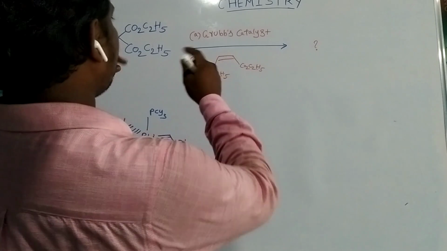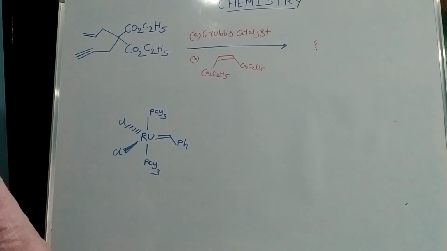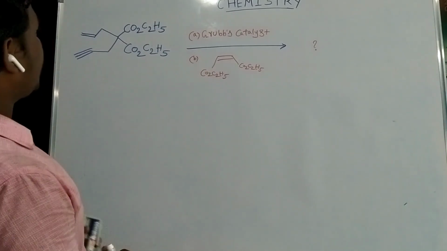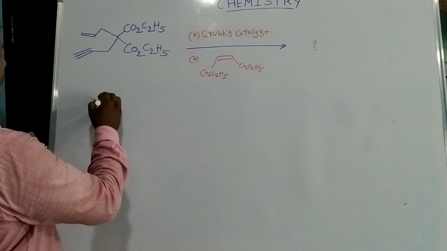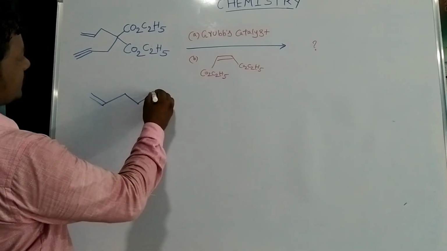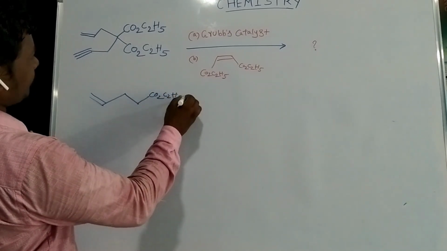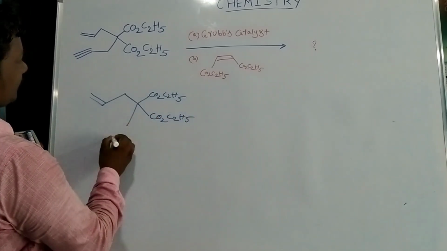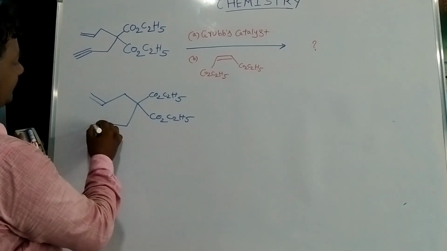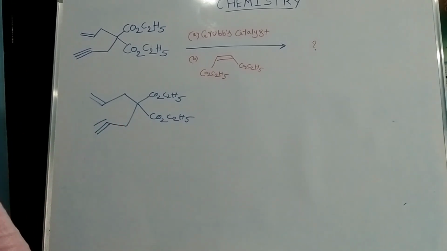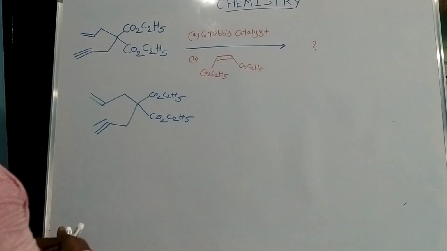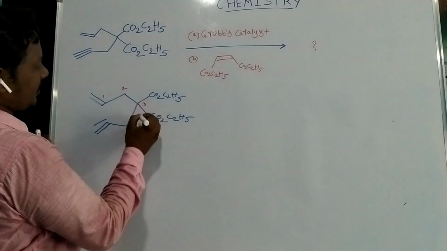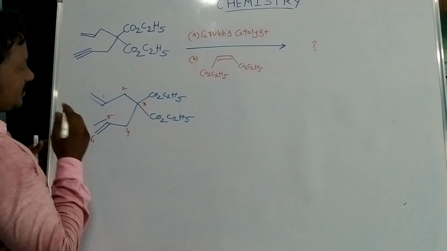Now you quickly go into our question. Now, for example, this question has CO2C2H5, CO2C2H5. Now, better to give some numbering for understanding: 1, 2, 3, 4, 5, 6.